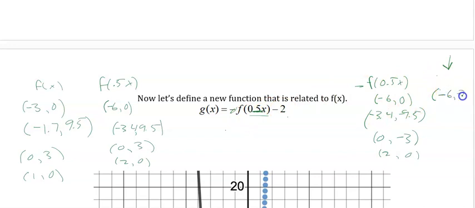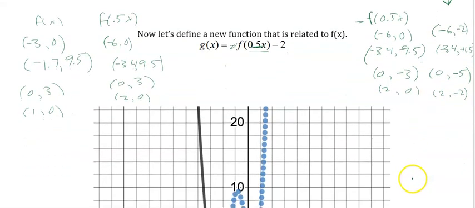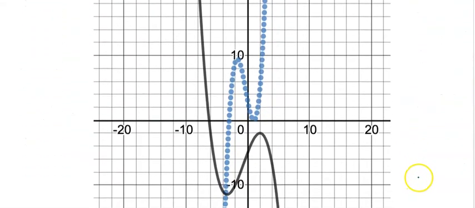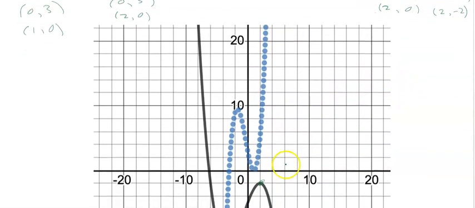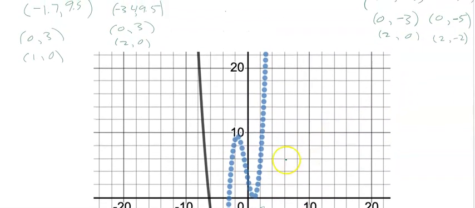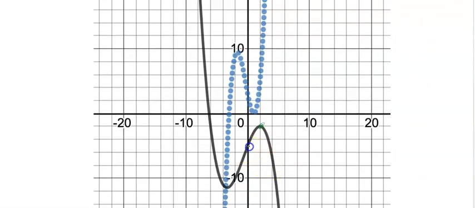Negative 6, negative 2. Negative 3.4, negative 11.5. 0, negative 5. 2, negative 2. So let's take a look at our new function that is already graphed here and see. So let's see. There's the point 2, negative 2. Each one of these lines is 2 grids. 0, negative 5 will be right there.